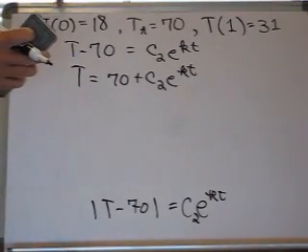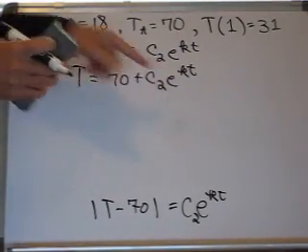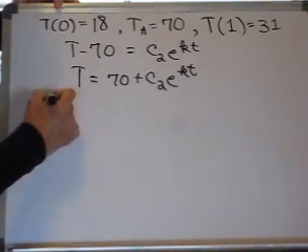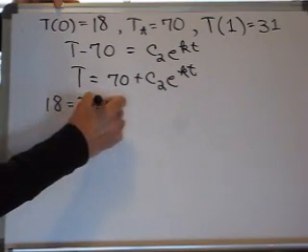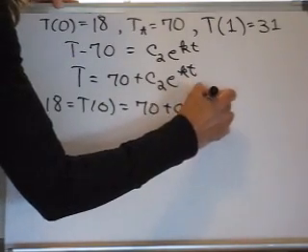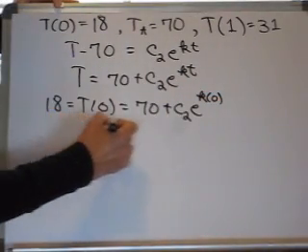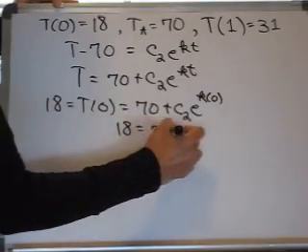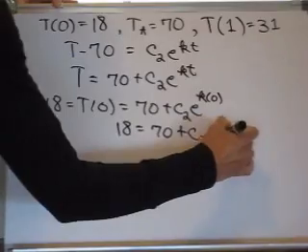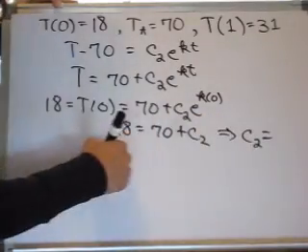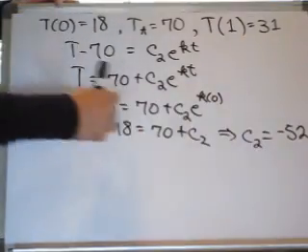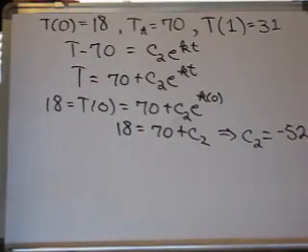Now I'm going to use my two conditions to solve for the constants C2 and k. Using the initial temperature, T at 0 equals 18, I get 18 is T of 0, which is 70 plus C2 times e to the k times 0. And then that becomes 18 equals 70 plus C2. This is e to the 0, which is 1, which tells me that C2 is 18 minus 70, which is negative 52.